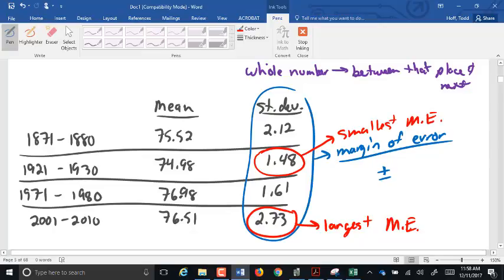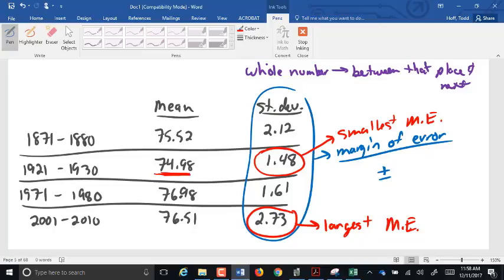And again, that standard deviation is not the margin of error, but that is one of the numbers that goes into finding the margin of error. It still gets adjusted by the sample size and the confidence level and all that stuff. But we could tell that 1921 to 1930 is going to be the smallest. So that average there, that mean of 74.98 degrees, chances are the real mean is pretty close to that.